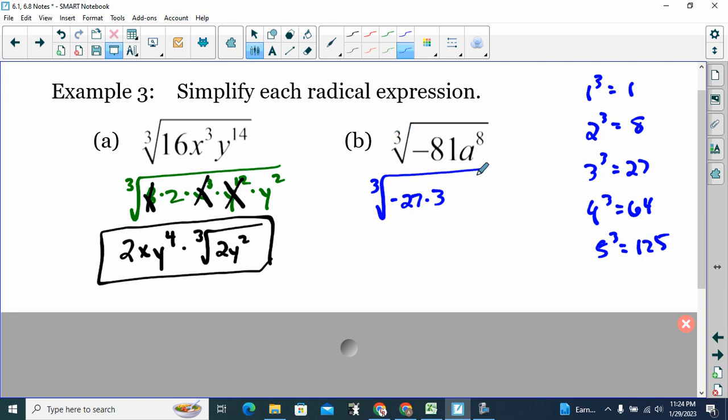8 divided by 3 does not come out even. So we need to split up the a to the 8th. We're going to split it up as a to the 6th times a to the 2nd. 6 is less than 8. It is divisible by 3. A to the 2nd because 6 plus 2 is 8. And now we write our answer. Cube root of negative 27 is negative 3. Cube root of a to the 6th, 6 divided by 3 is a to the 2nd, times the cube root of 3a squared.